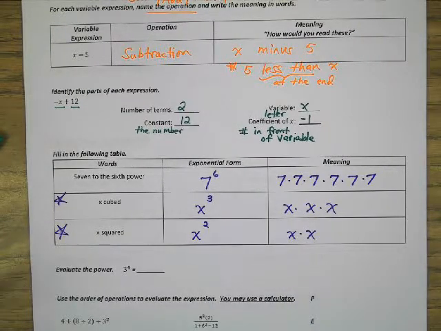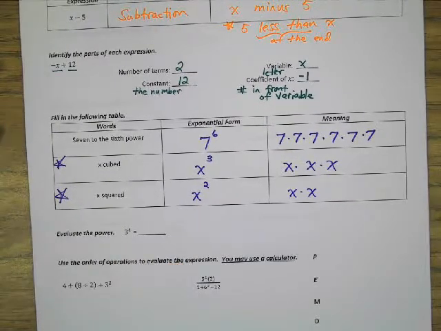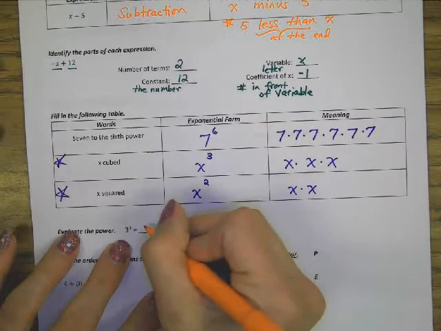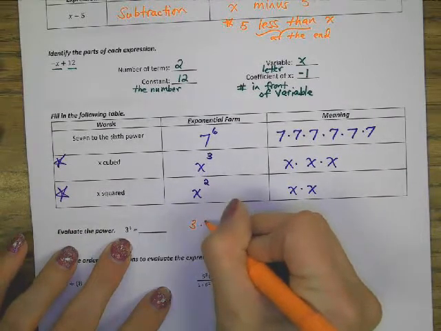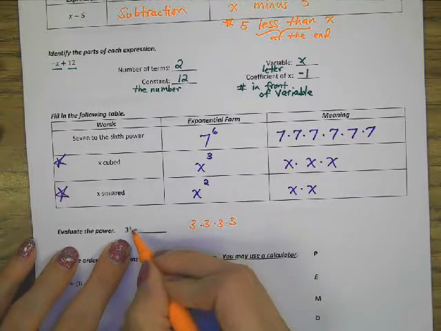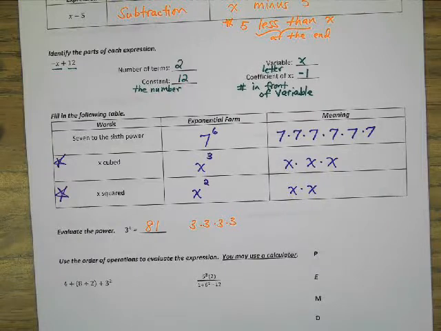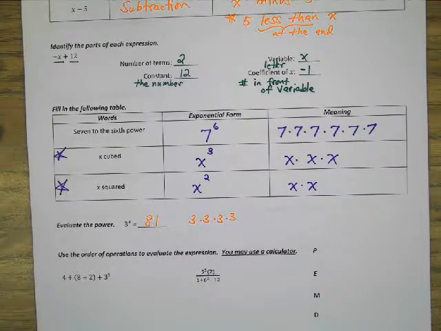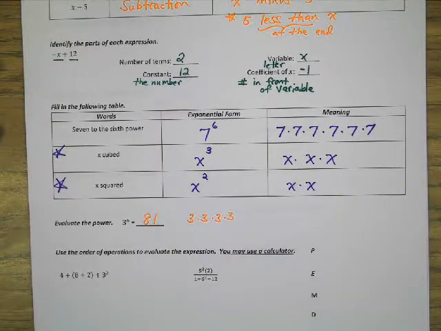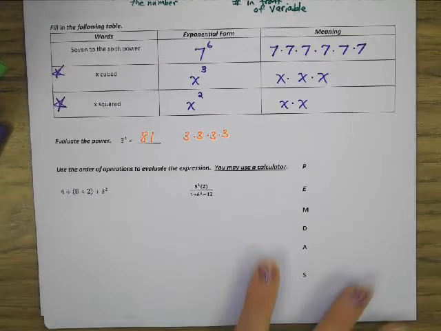Okay. How do you evaluate a power? Okay, you could certainly use your calculator. This is 3 times 3 times 3 times 3, or you could use the exponent button, and that makes 81. Okay, make sure you know how to push the buttons on your calculator. If you need help with that, pause the video right now, raise your hand, and I'll come help you with your calculator.